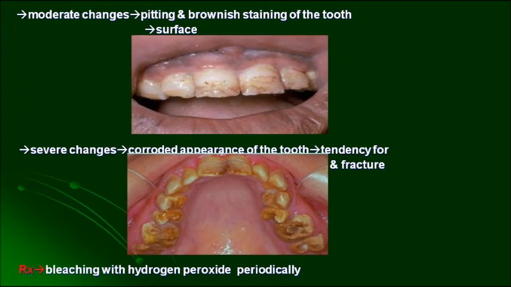In the second picture, you can see a corroded appearance of the tooth, as well as a tendency for fracture of the tooth. The first picture I showed you was the mild form, opaque areas of fluorosis, mottled enamel. In this slide, the first picture is showing moderate changes, and the second picture is showing severe changes. So how do you treat fluorosis? That is also very important. Mostly the treatment is bleaching with hydrogen peroxide. Periodically we have to do this bleaching with hydrogen peroxide to improve it aesthetically.